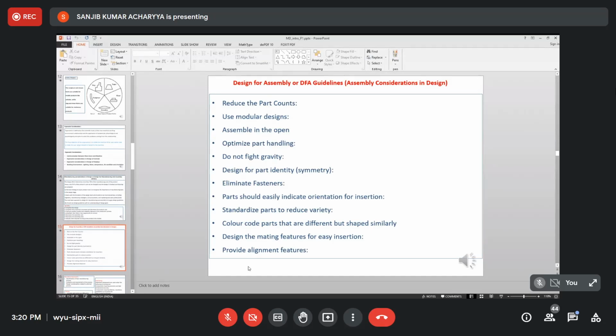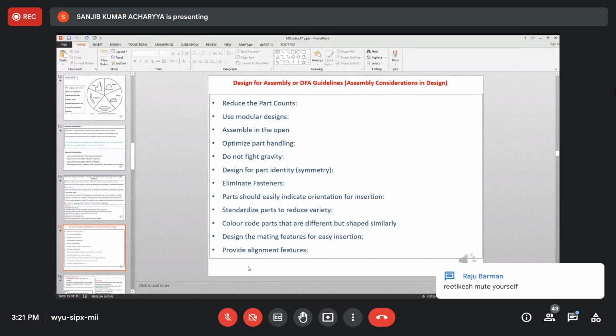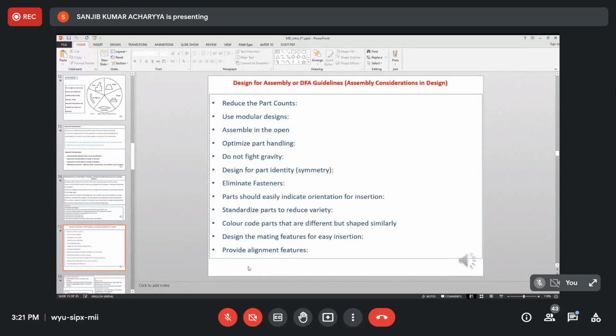Yes, sir. Now assemble in the open. Parts should be joined in such a way that it can be assembled in open space as far as possible. Optimize part handling. We have to design the block or modular in such a way that part handling becomes minimum. Because when we are subgrouping 1,000 parts, number of possible ways are there. How you will define the block. Objective will be to minimize the part handling. Is it clear or not?